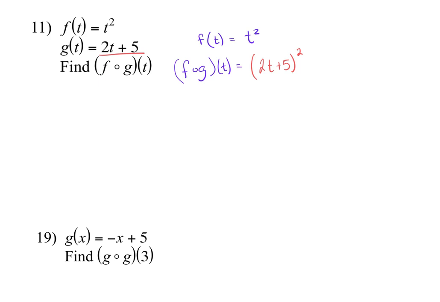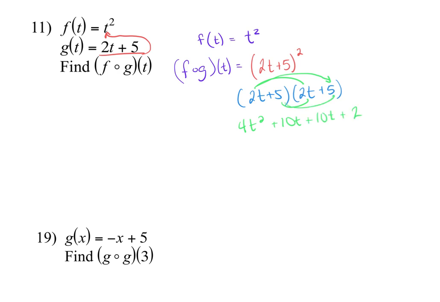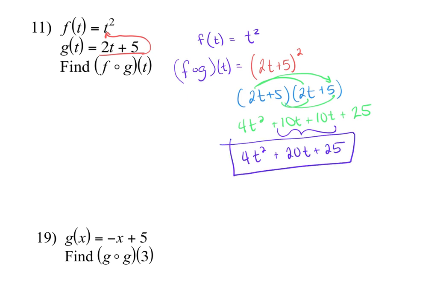All right, I took the entire function of g and I plugged it into my t, into my f function. And then I need to simplify this. This just means 2t plus 5 multiplied by itself. So we're going to distribute: first terms, outer terms, inner, and last terms. And then we just need to simplify our like terms. I have 4t squared plus 20t plus 25. All right.